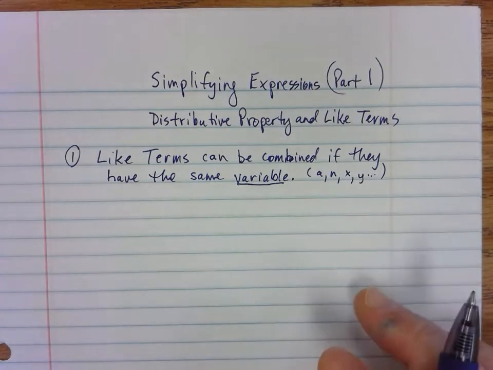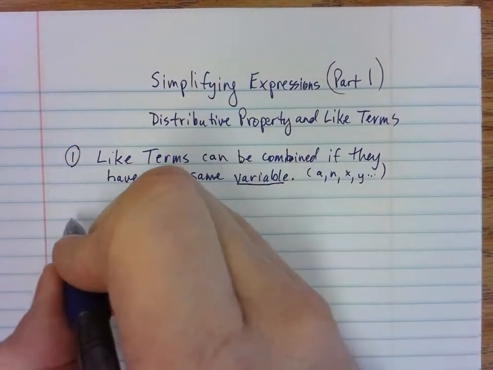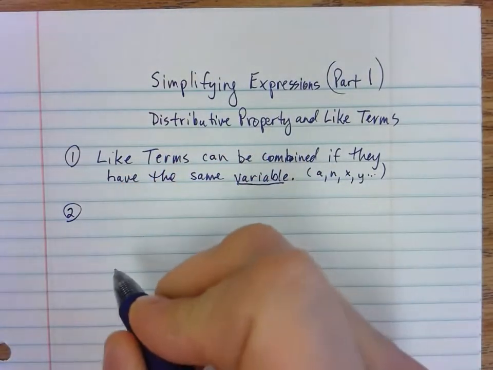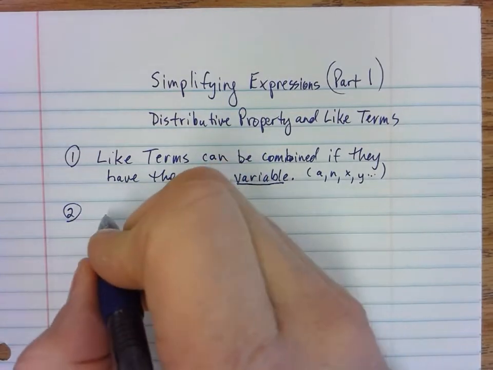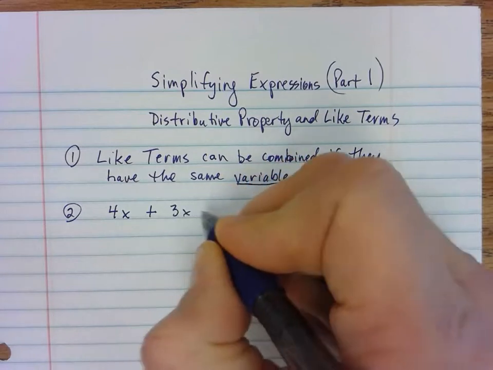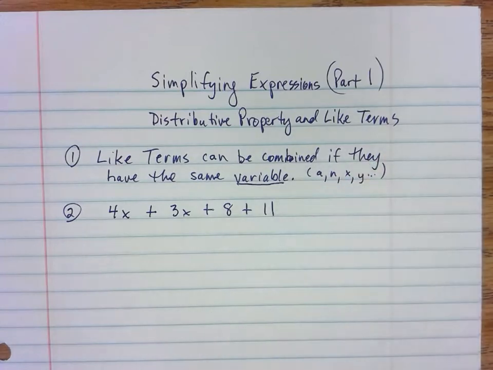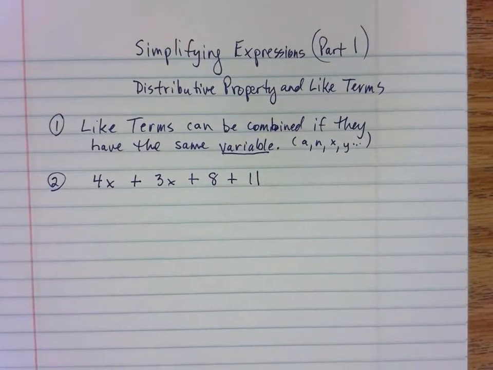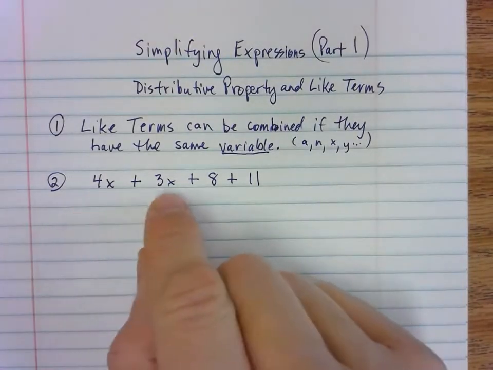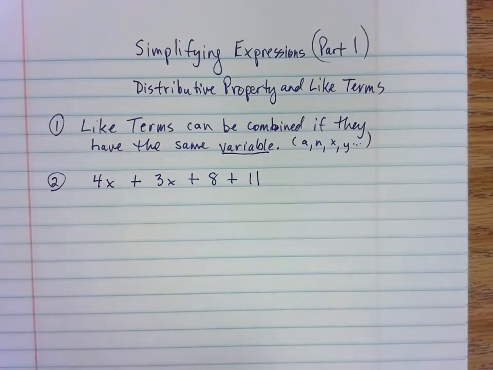So I figured I'd go through a little assignment. It's going to have a couple different things for you to do. So we'll start out combining some, like you might see on your assignment today. Let's say we got 4x plus 3x plus 8 plus 11. The wrong way to do it would be to add all that together and say 4 plus 3 is 7, 7 plus 8 is 15, 15 plus 11, 26x. That would be wrong.